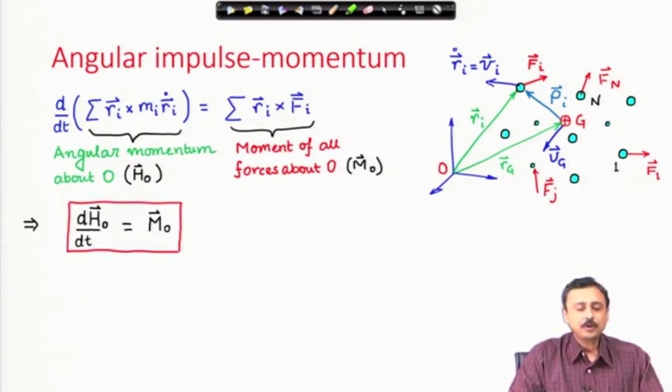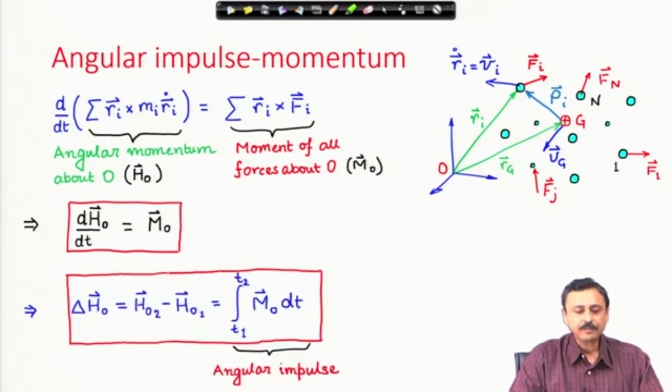This is written therefore as d/dt of capital H_O equal to M_O. So, the rate of change of angular momentum about the origin is equal to the moment of all forces about the origin. If I integrate over time, straight away I will get the angular impulse momentum relation.